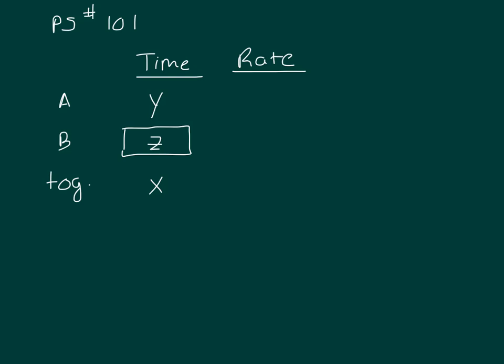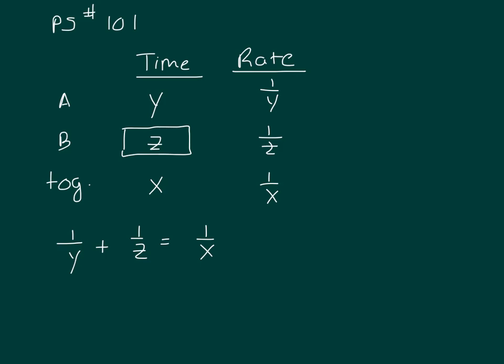So if you want to represent machine A working with another machine, you just take the time it takes and you take the reciprocal. So 1 over Y. And B would be 1 over Z. And then together is 1 over X. So if you've got machine A and machine B working together, you're going to show that by plus. 1 over Y plus 1 over Z equals 1 over X, which is working together.